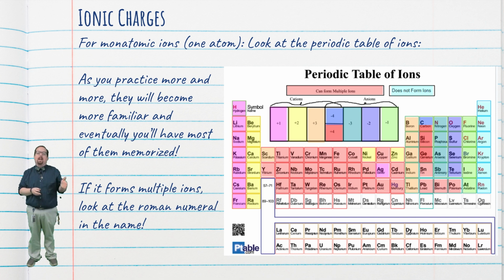So group 7A, the halogens, who's just one valence electron away from a noble gas configuration, will have a -1 charge. The oxygen family gains 2 electrons, so they get a -2 charge, and the nitrogen family gains 3 electrons, so they get a -3 charge. For all others, just look at your periodic table of ions. Or if it forms multiple charges, you'll have to look at the Roman numeral in the name.